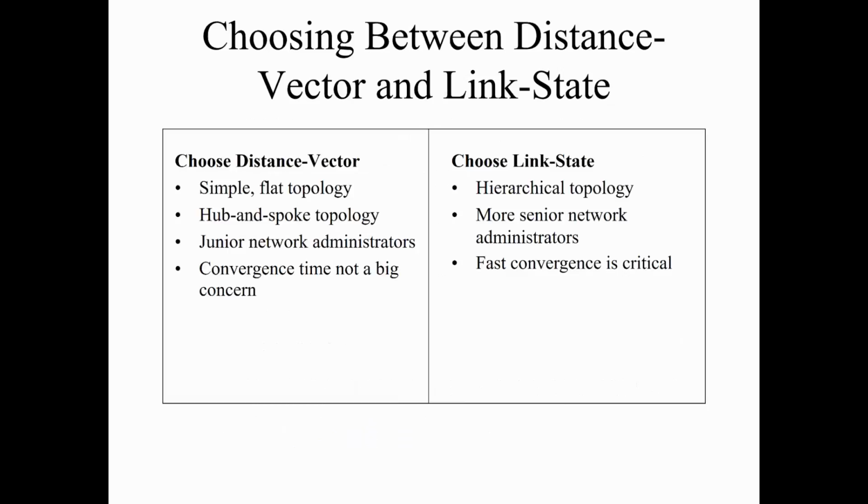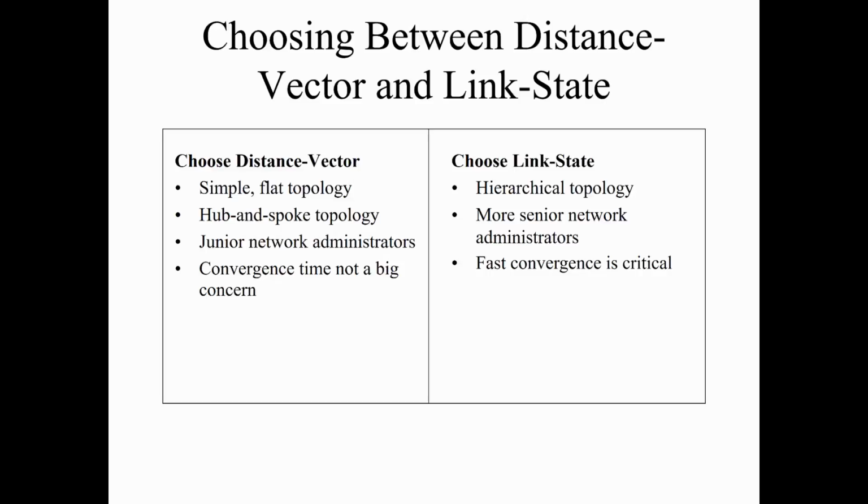So, how do you know when to choose which one? Distance vector you might choose when you're dealing with a simple or flat topology, or maybe a hub and spoke, or if you're not really a network engineer and you're not quite familiar with how these work. But convergence time is not really that big of an issue. Link state is hierarchical, normally used by more senior administrators, and that's when fast convergence is critical. I'm not going to argue with this slide.